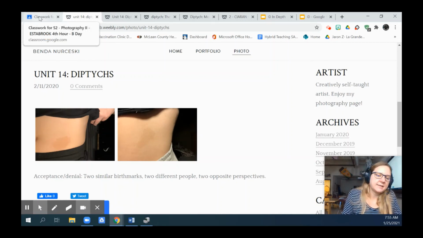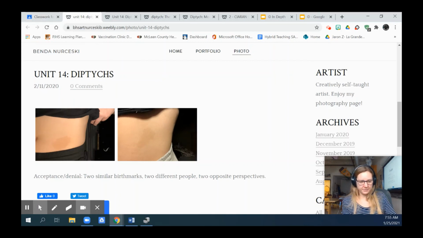So your task is to create a diptych. It has to be photographic in some way, but it could be sculptural. You could paint on it. You could hinge it together if you wanted to, and then photograph. You could do anything you want as long as it's two ideas that are portrayed next to each other.